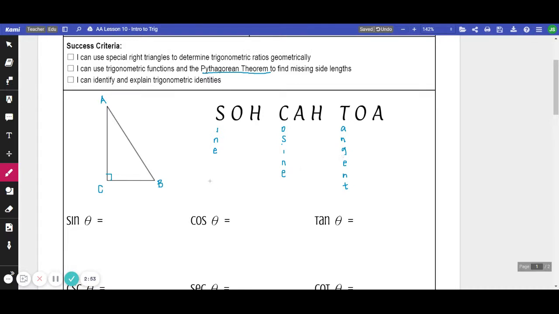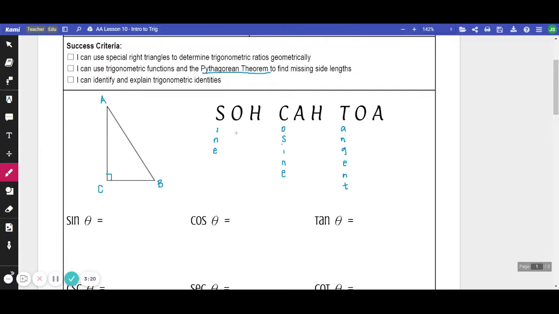And all they are is, starting from an angle, making a ratio or a fraction comparing two sides of a triangle. So it could compare these two sides or these two sides or these two sides. So it's always going to be a fraction using two sides of the triangle. And how you determine which two sides is based on the function. Each of these functions uses different two sides.